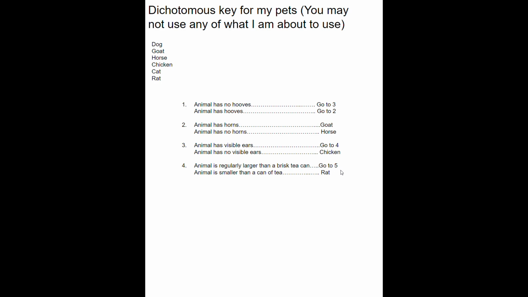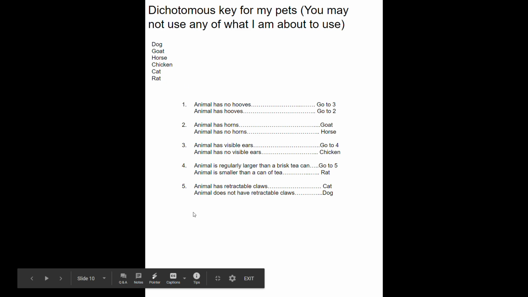So now I'm down to cat and dog. How I differentiated them was I said has retractable claws is a cat, does not have retractable claws is a dog. And I'm finished. This is it. Okay? So I have my 5 steps. I have 2 options per step, and it finishes out and gets rid of all of these guys, which clears everything up really nicely. All right, moving forward.